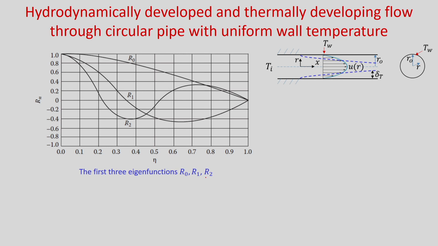Okay. So, you can see the first 3 eigenfunctions r naught, r 1 and r 2 and how they vary with eta. Okay. So, the boundary condition you know. Okay. So, at eta is equal to 1, r is 0. Okay. So, you can see that here you are getting at eta is equal to 1, r is equal to 0, and this is the r 0 variation, this is the r 1 variation, and this is the r 2 variation. Okay. So, these are the eigenfunctions, first 3 eigenfunctions r naught, r 1 and r 2.